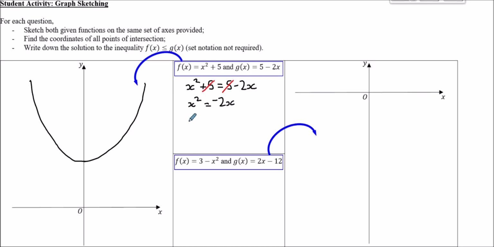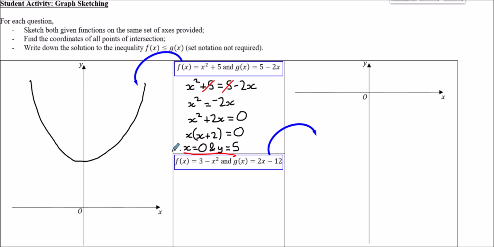Add 2x to both sides. We get x squared plus 2x is equal to 0. This will now factorize. So we get x brackets x plus 2 is equal to 0. So therefore, we're going to intercept when x is 0. Now when x is 0, y is going to be 5. 0 squared plus 5 is 5. So that's one point of interception.